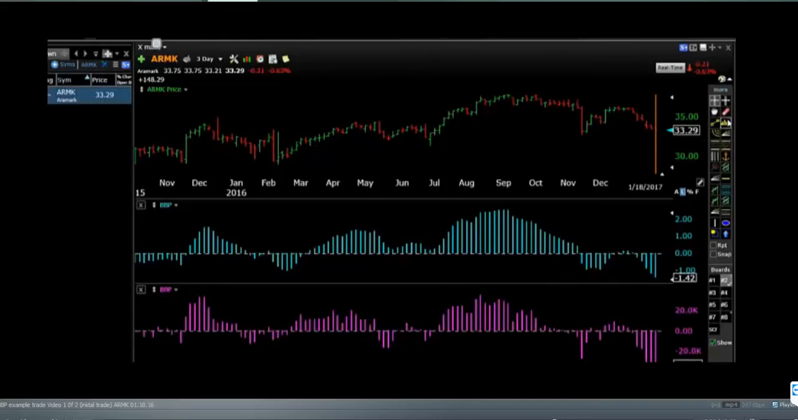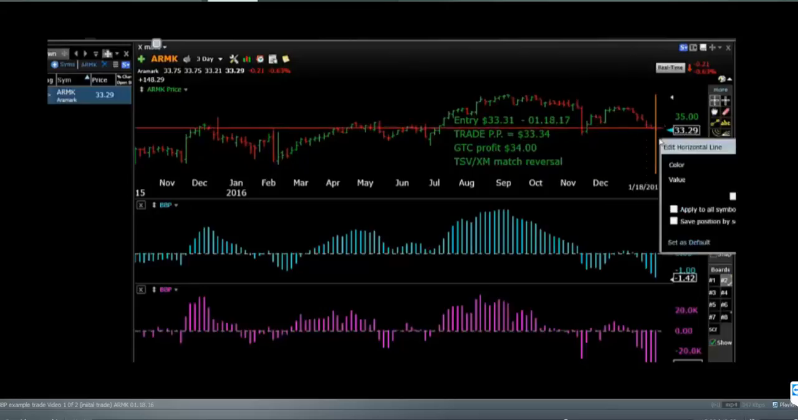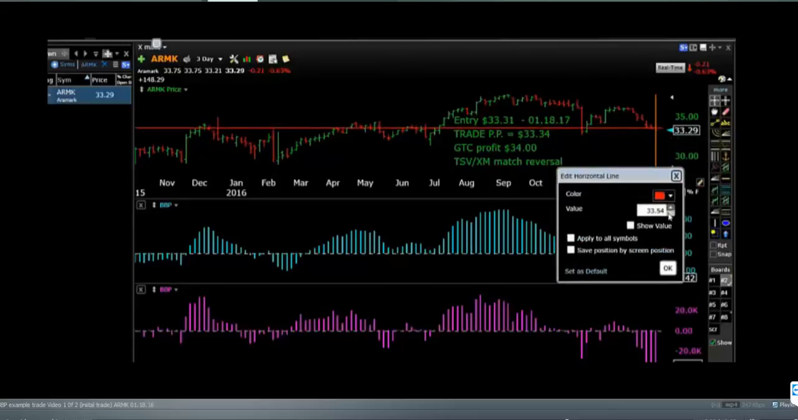Here's our platform. I'll enter in text, hit Control V if you're using Windows, and there is our trade plan. Then I'll put a horizontal line at our profit point, which is $33.34. I'll edit this, $33.34, and I'll mark it green since it's a bullish trade.